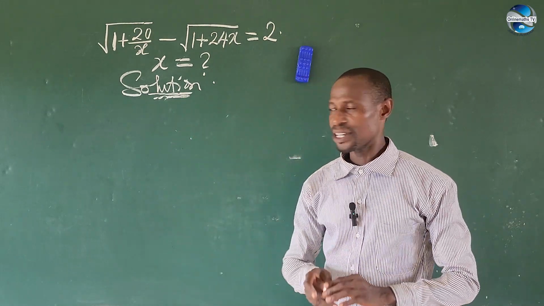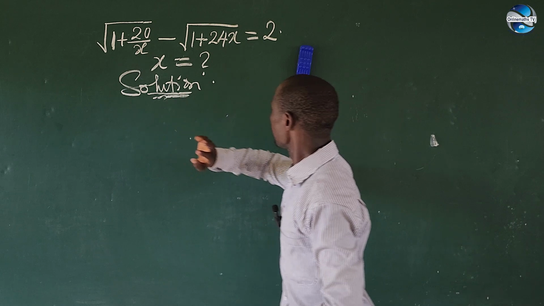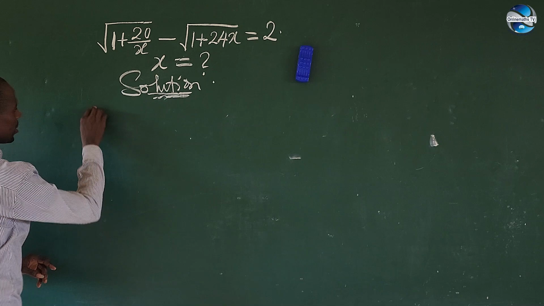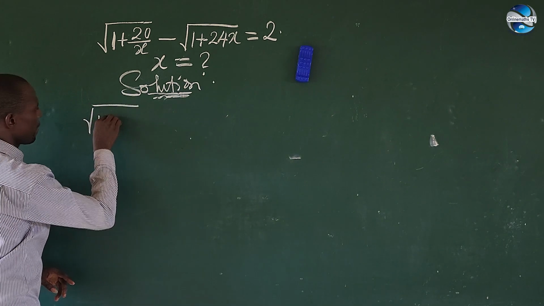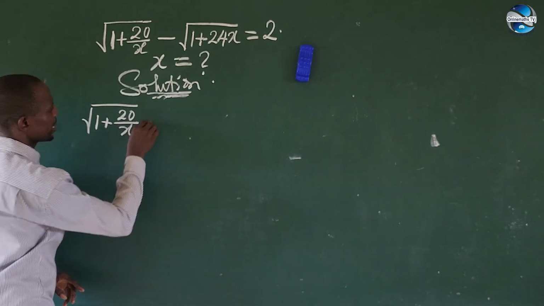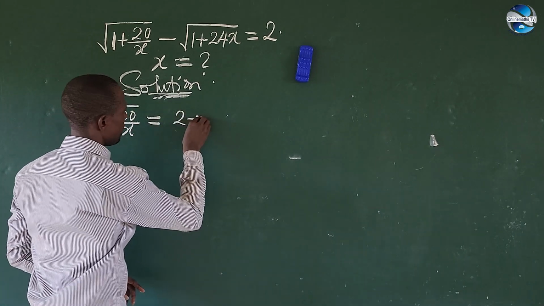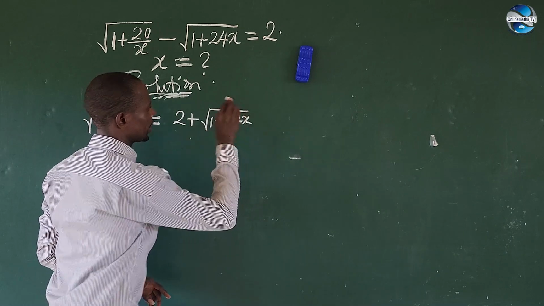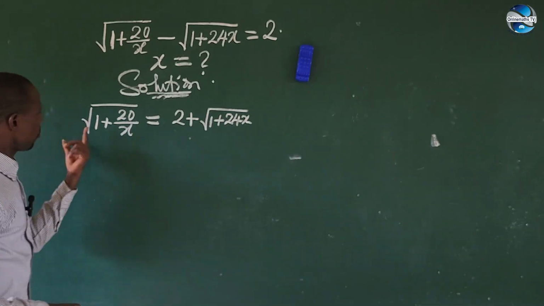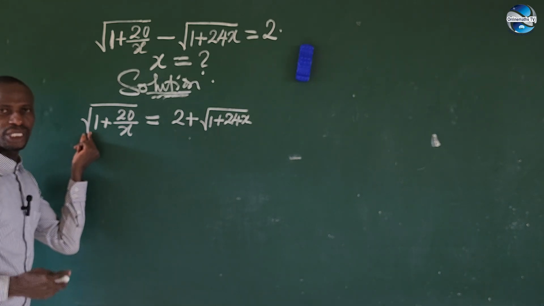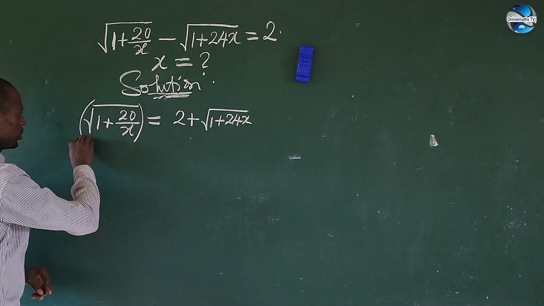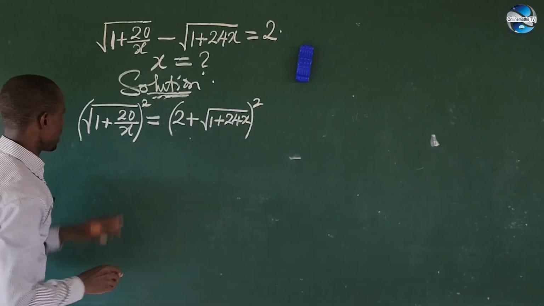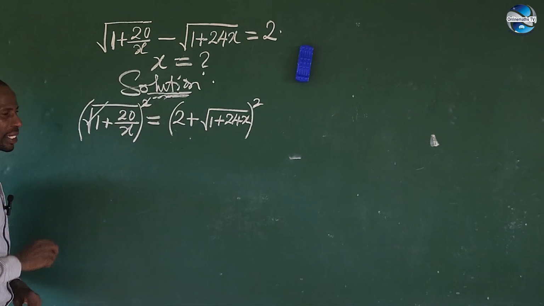Now look at the first thing I'm going to do. Because this is a radical, the first thing we do is move this to this side of the equation. So we're going to have the square root of 1 plus 20 all over x equal to 2 plus the square root of 1 plus 24x. Easy, right? Now we want to eliminate this radical, so we take the square of both sides. This side is all squared, and this is also all squared. The right-hand side doesn't have issues, so the square and the root cancel.